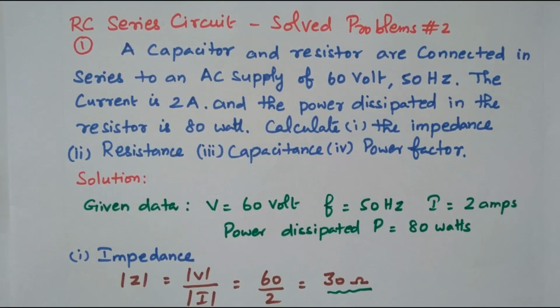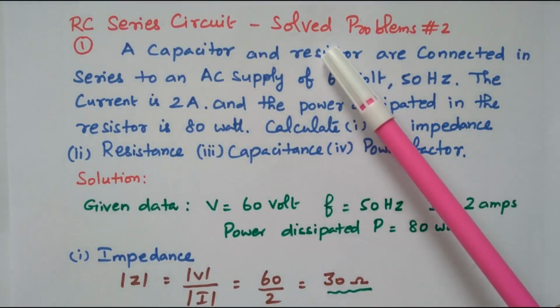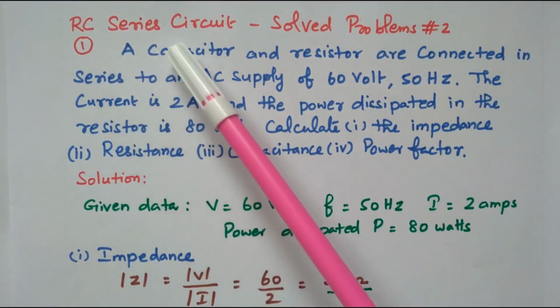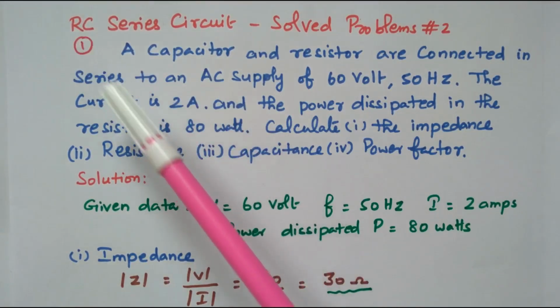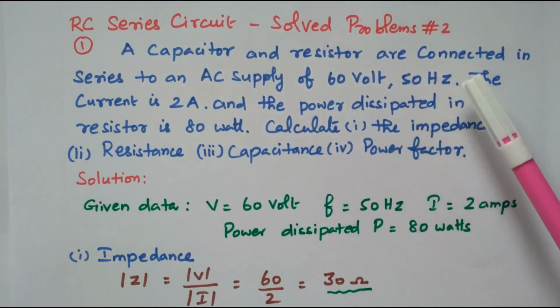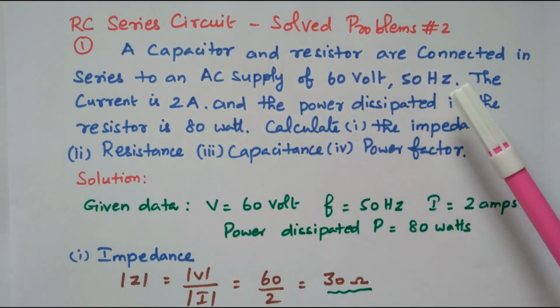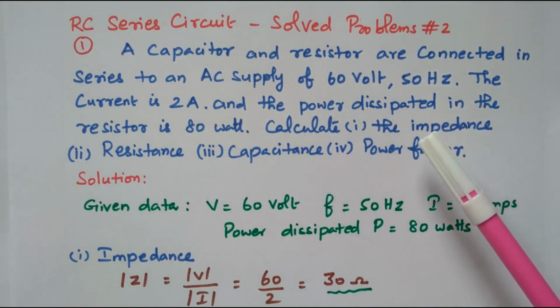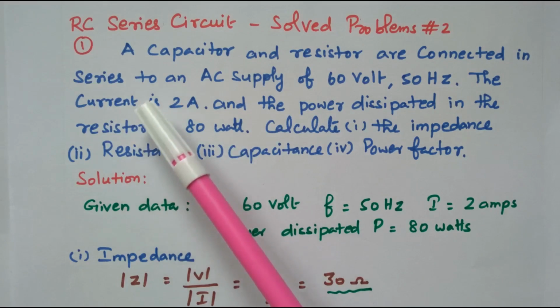Welcome viewers. In this video, we will see the solved problem based on the RC series circuit, where a resistor and capacitor are connected in series. This is part 2. Part 1 is already available in a separate video, and the link is available in the description box. Now we'll go to the first problem.